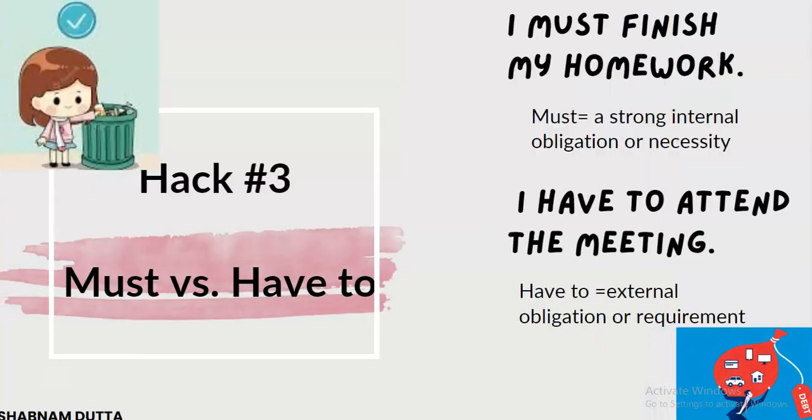In our third hack, we'll differentiate must and have to. Must indicates a strong internal obligation or necessity, like I must finish my homework. Have to, on the other hand, denotes an external obligation or requirement, as in I have to attend a meeting. Remember, must comes from within, while have to comes from external circumstances.